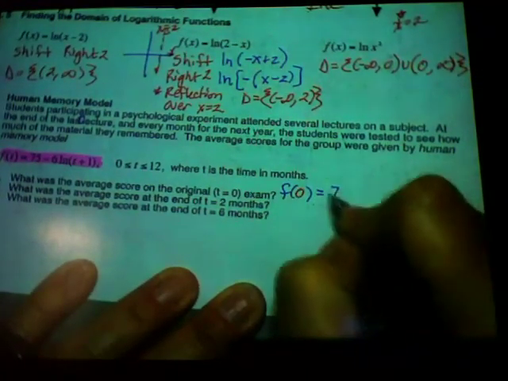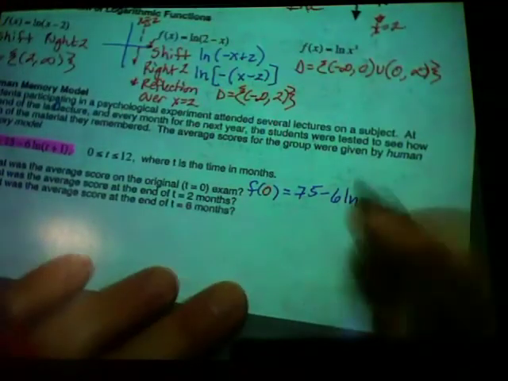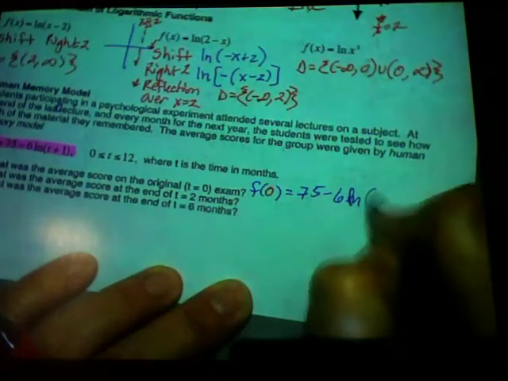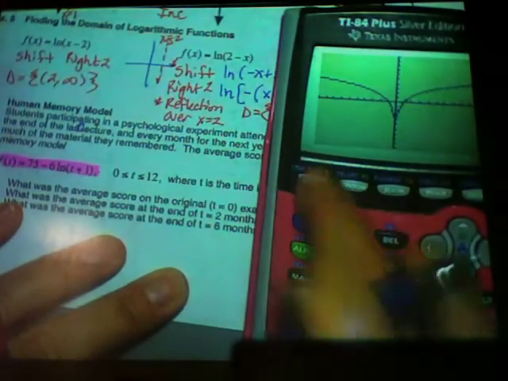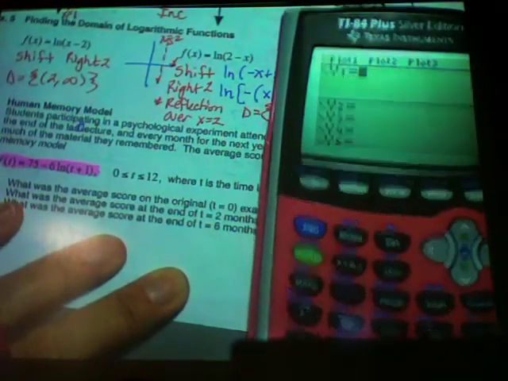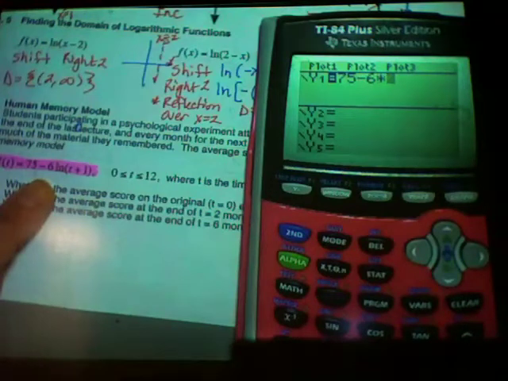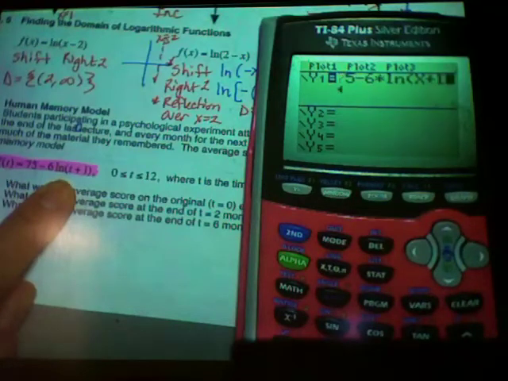So I've got 75 minus 6 natural log, make sure that looks more like an L than a 1, of 0 plus 1 equals. And all you have to do is just plug this in your calculator. And if I were you, take your y equals and put this in your y equals. So I'm going to put 75 minus 6 times, and you don't really need the times, but I'm going to put it in there anyway. Instead of t, I'm putting in x plus 1 in parentheses.